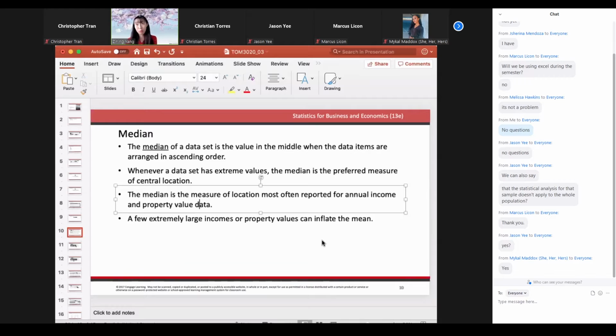When you Google that, you will see that most, like 90% of the news reports that come up, are showing you median income or median property value. Rarely, maybe 10%, does any report show you the mean income or the mean property value. Why is that? Because in income or property value, and in a lot of other contexts, we have extreme values.